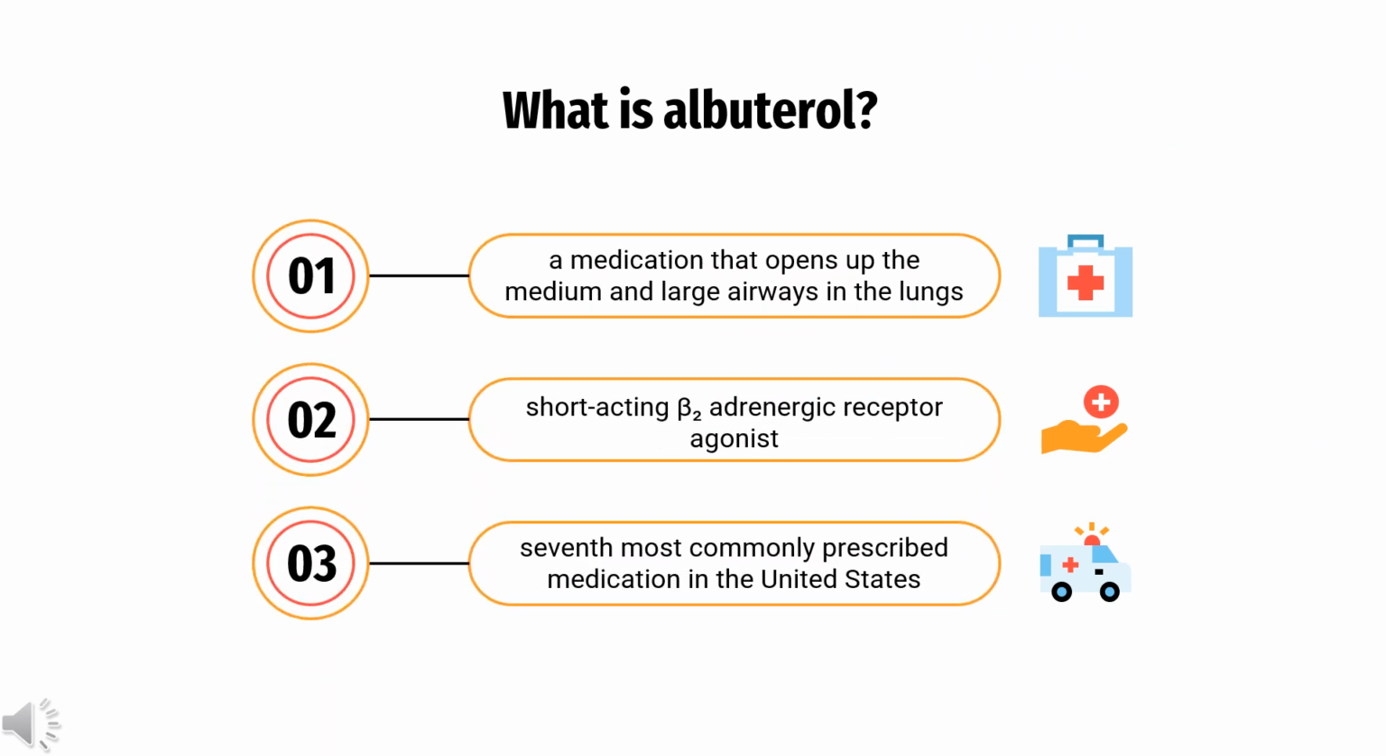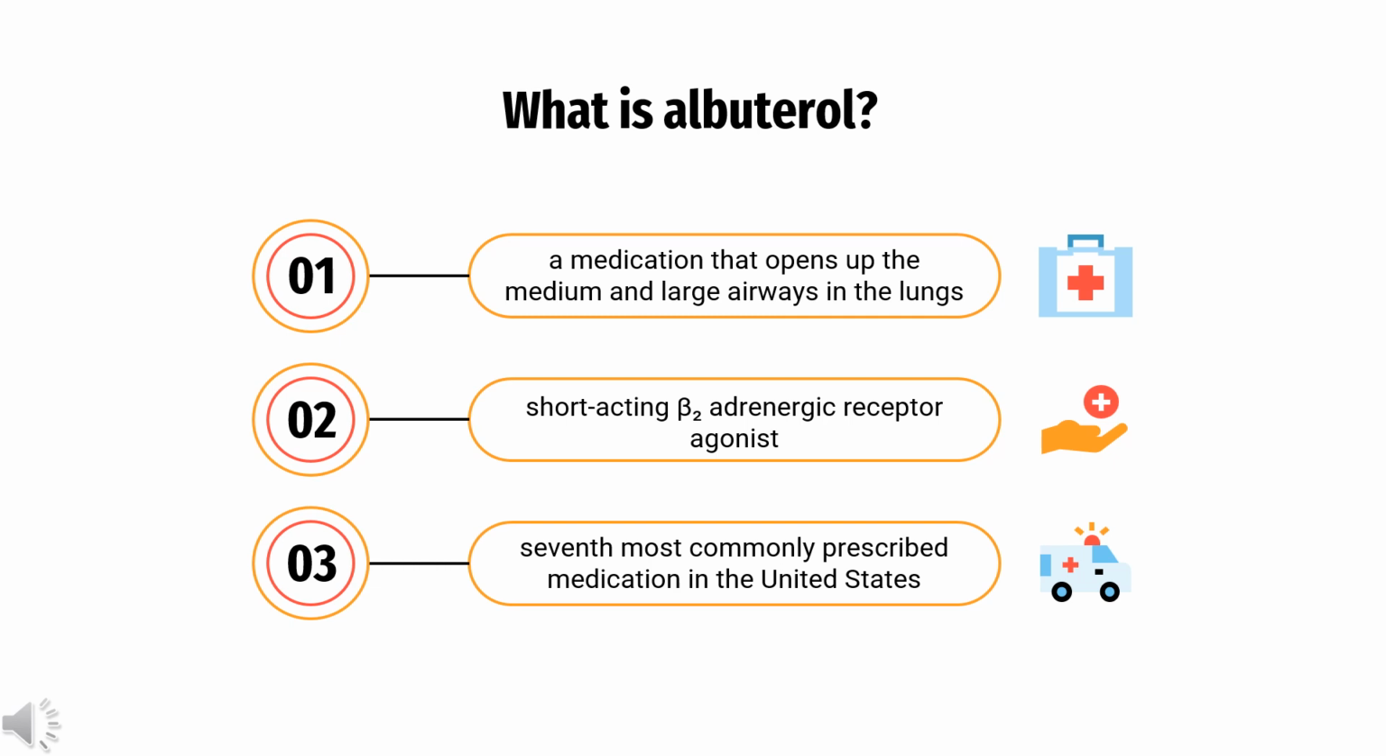What is albuterol? Salbutamol, also known as albuterol and sold under the brand name Ventolin among others, is a medication that opens up the medium and large airways in the lungs. It is a short-acting beta-2 adrenergic receptor agonist which works by causing relaxation of airway smooth muscle.